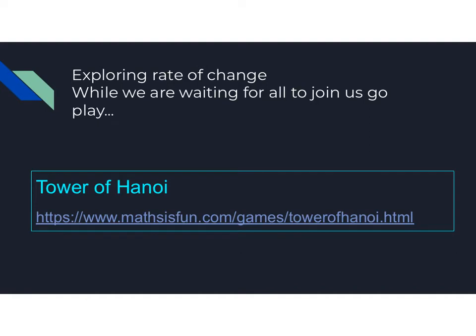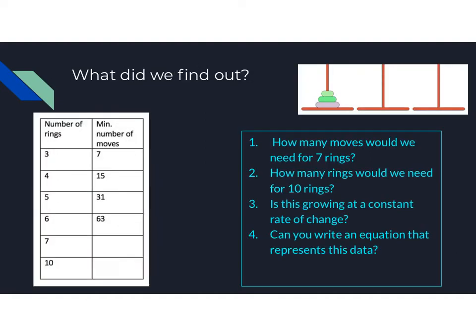As we come back together, we'll realize that at 3 rings, we had 7 moves, 4 rings, 15 moves, 5 rings, 31 moves, 6 rings, 63 moves. We could also try to calculate how many moves when we have 7 rings and how many moves when we have 10. That's what we would want to answer for this.